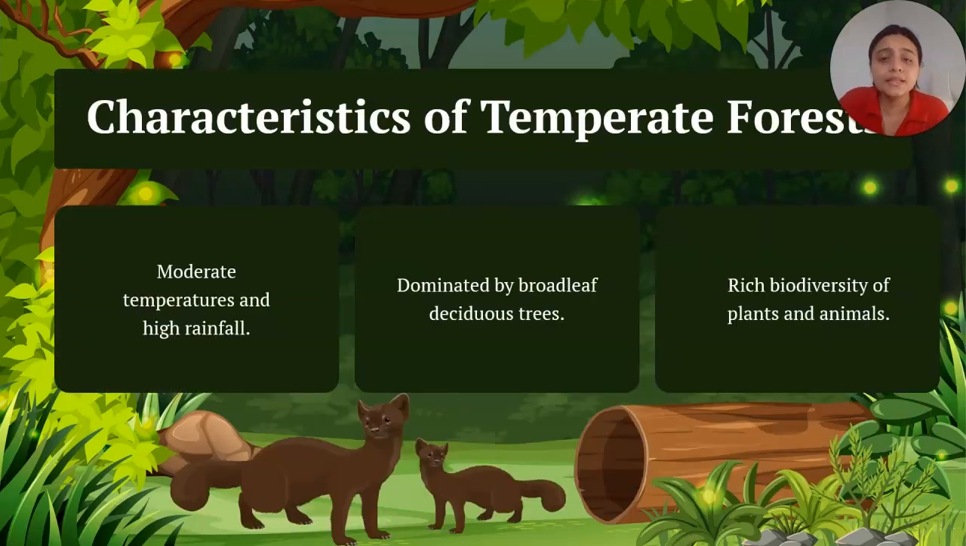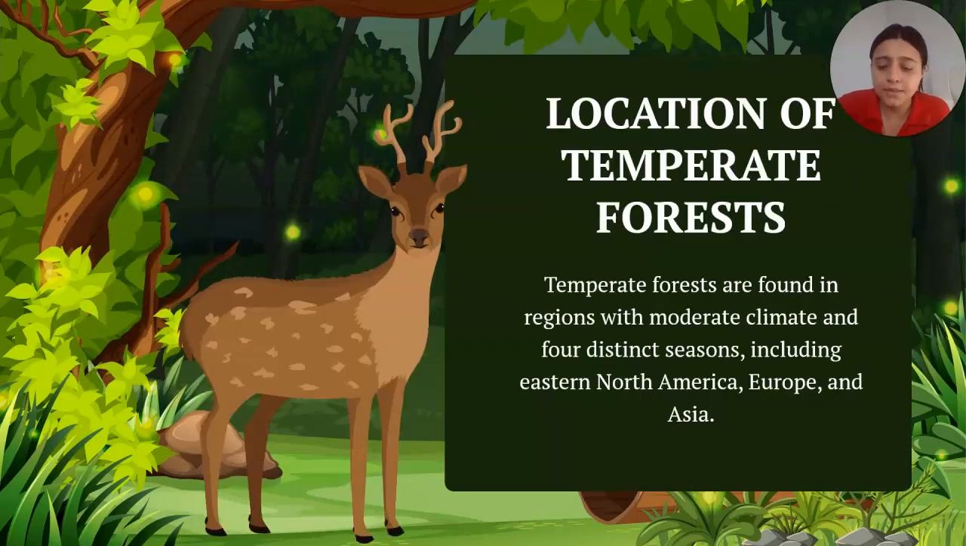Now what are the characteristics of temperate forest? Basically, they have a moderate climate dominated by broad leaf deciduous trees, and you can find rich biodiversity of plants and animals here. The location is North America, Europe and Asia. Since this NCERT will give you examples from the India region, we are going to study different examples of temperate forest habitats afterwards. Basically, these are the continents where you can find the temperate forest: North America, Europe and Asia.